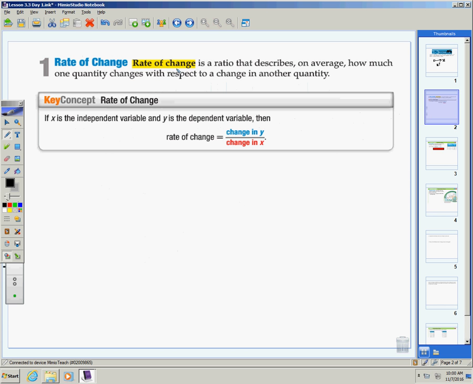And rate of change is just a ratio. Remember, whenever you see the word ratio, that means we are talking about a fraction that describes, on average, how much one quantity changes with respect to a change in another quantity. Sounds pretty complicated. If we look at this basic example, though, it doesn't seem quite as hard. So rate of change is change in y over change in x. That's what rate of change is. Change in y over change in x.